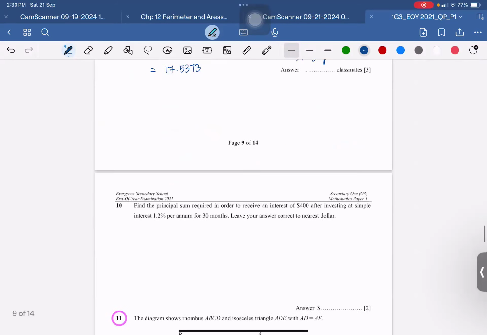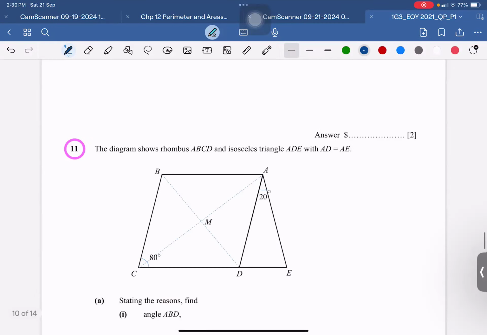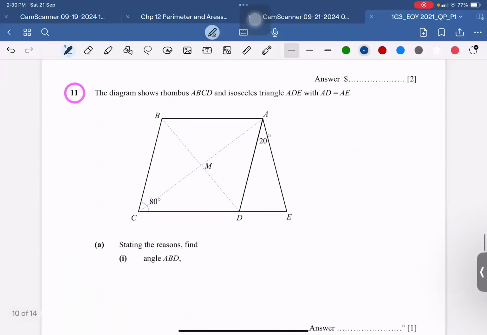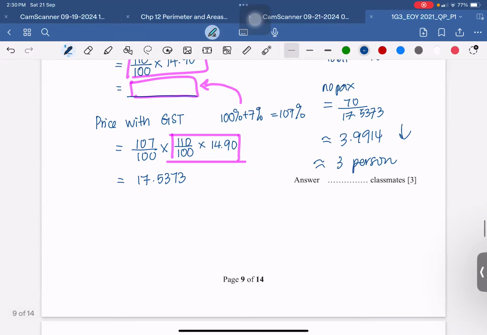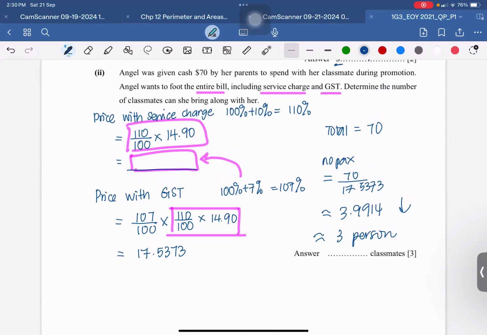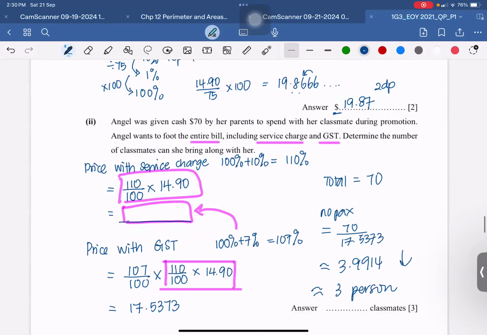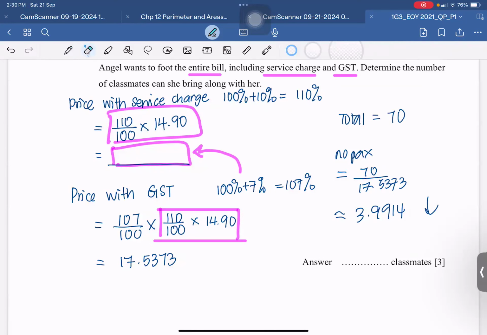Next one, nobody requested for question number 10, simple interest, right? I'm going to go on to question 11 already. Is it 2? Really? Let me count again. 1. Because including herself, right? Oh, so sorry. Thank you very much. So she can pay for 3 persons, not counting herself.